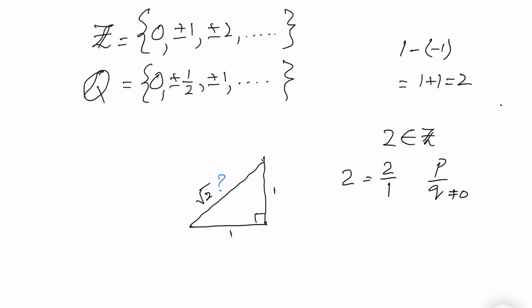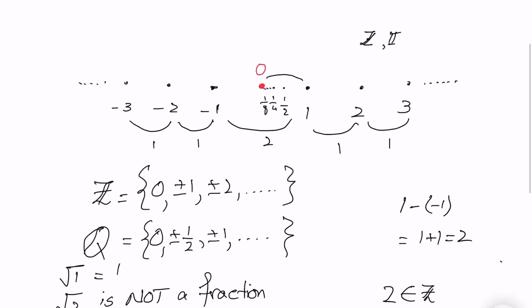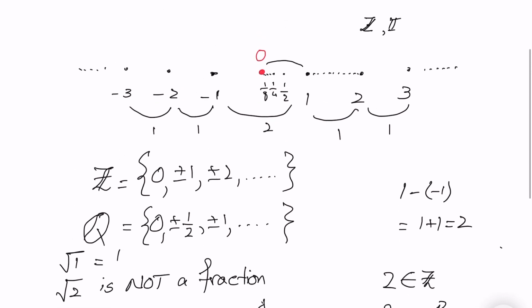There is a very famous theorem which says that root 2 is not a fraction. If root 2 is not a fraction, with a simple analogy, we can say that since the square root of 1 is 1 and the square root of 4 is 2, this number, which is not a fraction, should be somewhere between 1 and 2.